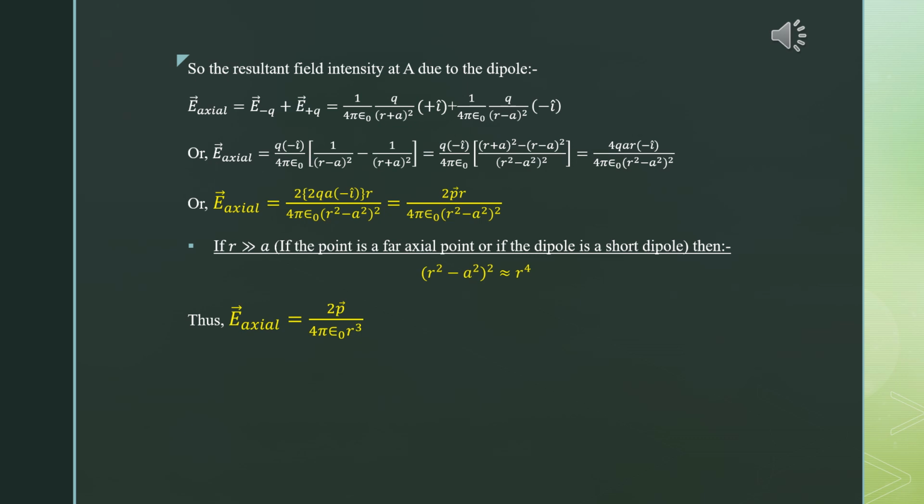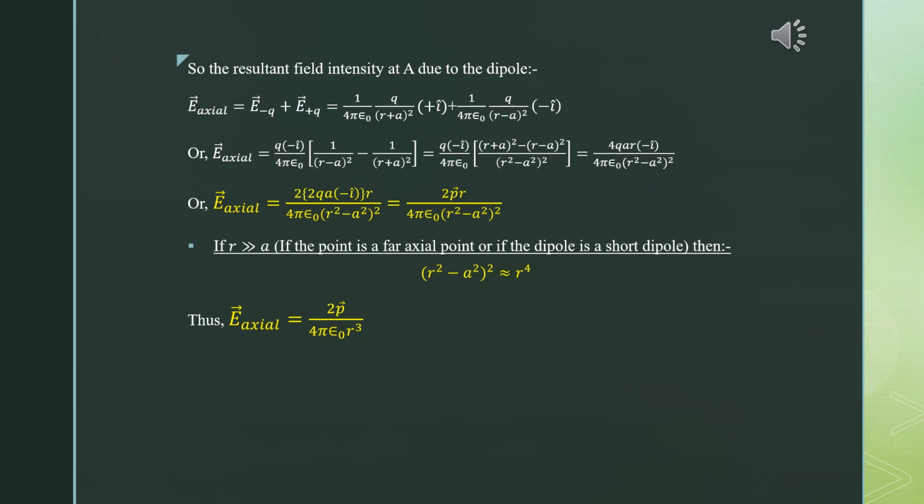Now take the LCM and simplify. In the numerator you get r plus a whole square minus r minus a whole square. And in the denominator, a plus b times a minus b gives a square minus b square, so r square minus a square, and then there is a whole square. In the numerator, what is the formula? A plus b whole square is a square plus b square plus 2ab. A minus b whole square is a square plus b square minus 2ab. Subtracting, 2ab minus minus 2ab gives 4ab.